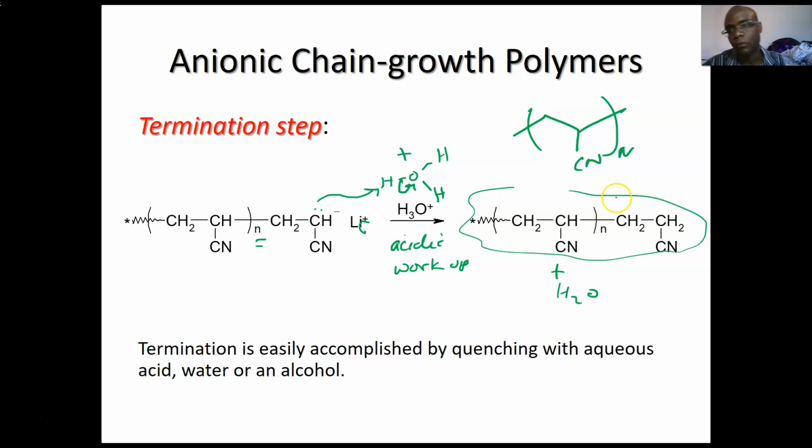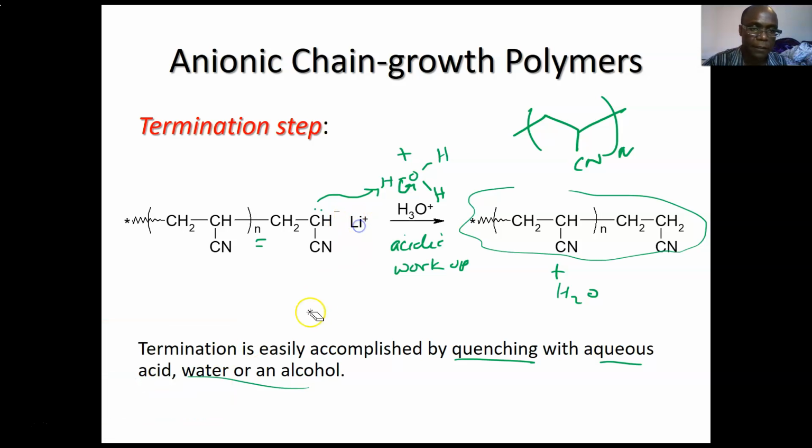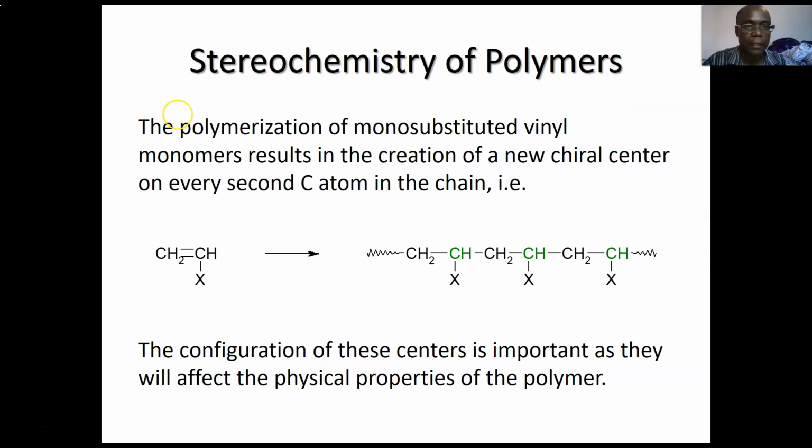We just usually show one monomer. N is the number of times the monomer is repeated in the structure. So you quench the reaction with aqueous acid, water, or an alcohol. Those are proton donors, and the reaction will stop there. Okay, that's how you quench to stop the reaction in the terminal step of the mechanism of anionic chain growth polymerization.